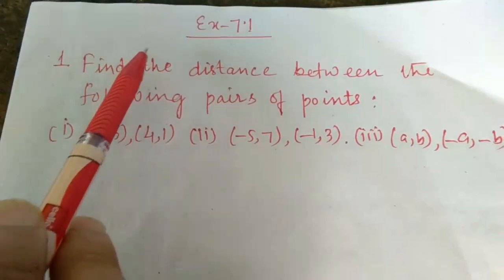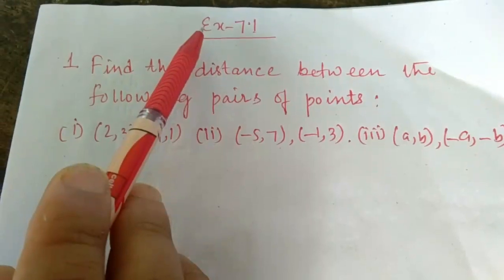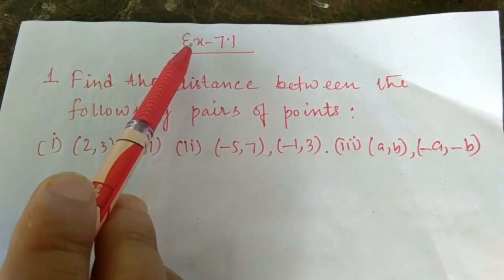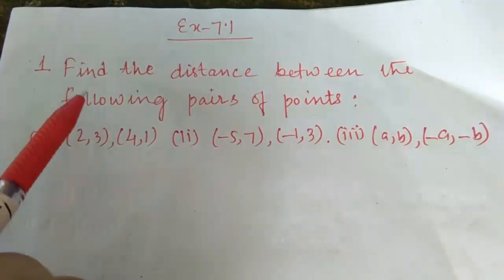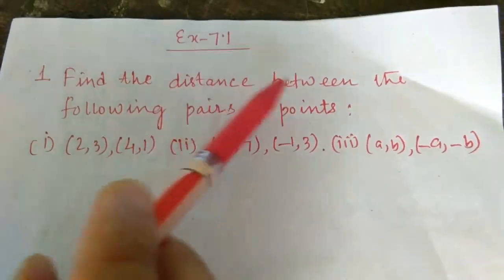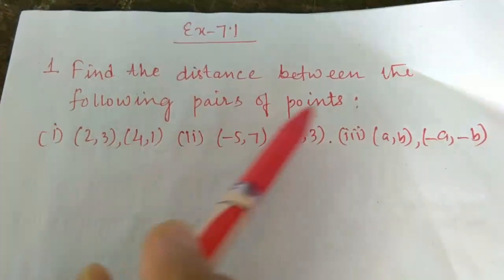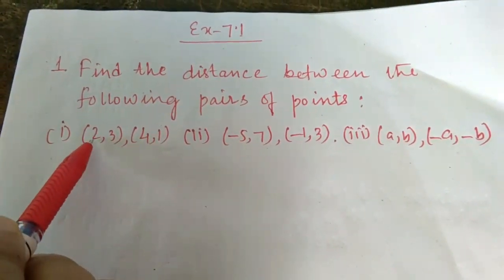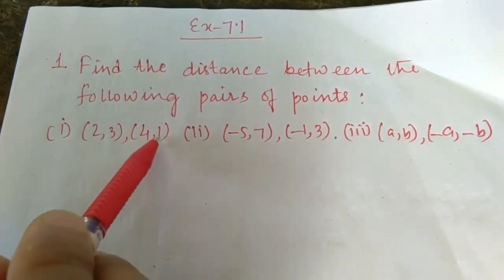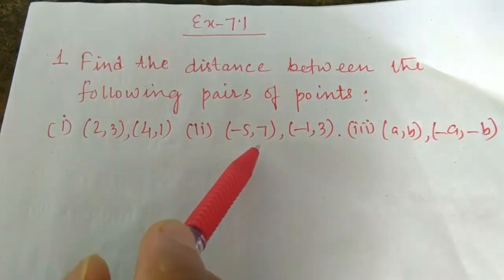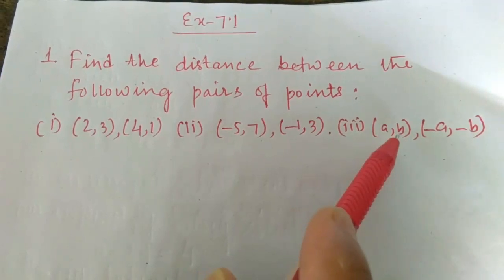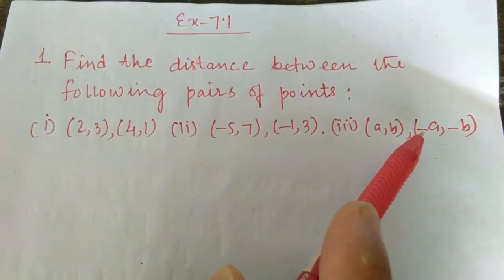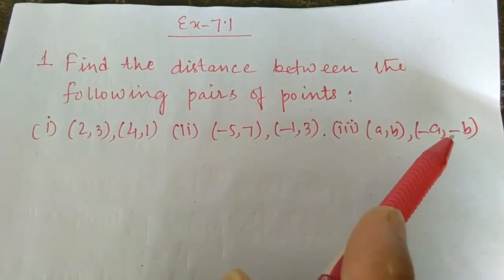Good morning. Today we are doing class 10 mathematics exercise 7.1. Okay, coordinate geometry. Question number 1. Find the distance between the following pair of points. Number 1: (2, 3) and (4, 1). Number 2: (-5, 7) and (-1, 3). Number 3: (a, b) and (-a, -b).